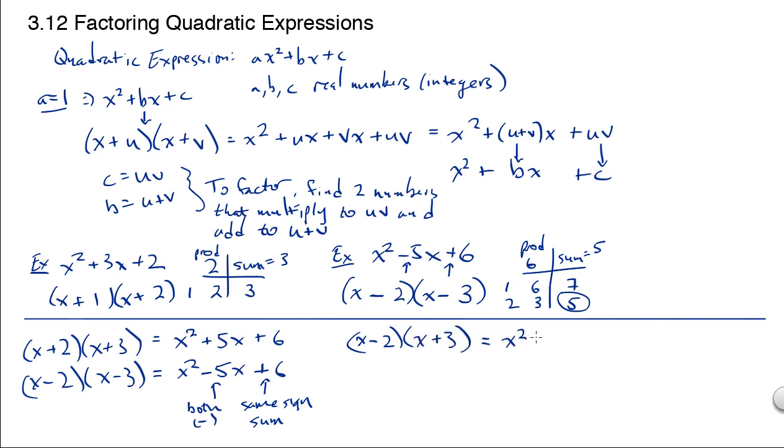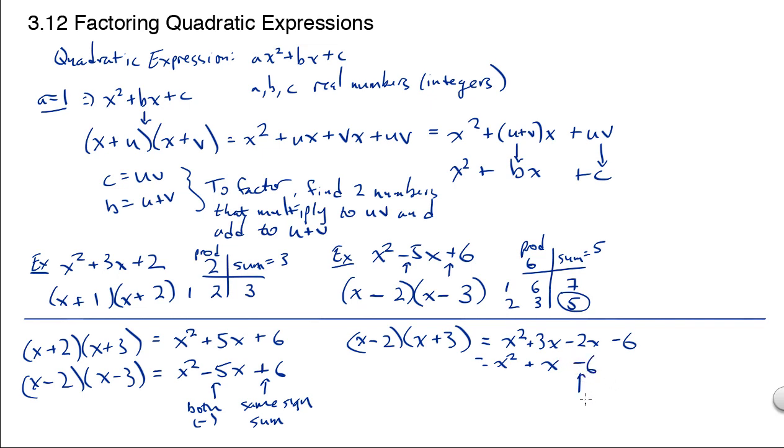Multiply this out, we get x squared minus 2x plus 3x. So that's 3x minus 2x, right? I'll write it out actually just to make it clear. 3x minus 2x minus 6, the negative 2 times 3. So that means we get x squared plus 1x minus 6.